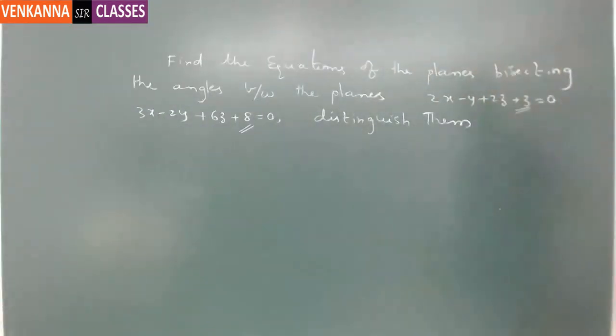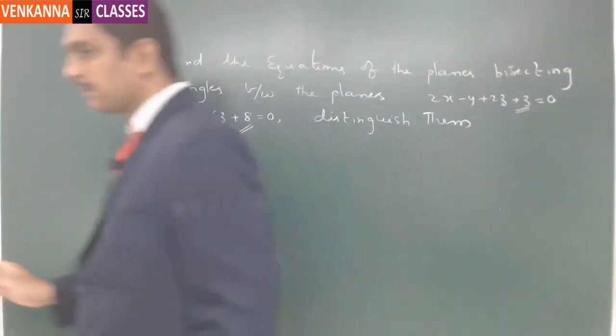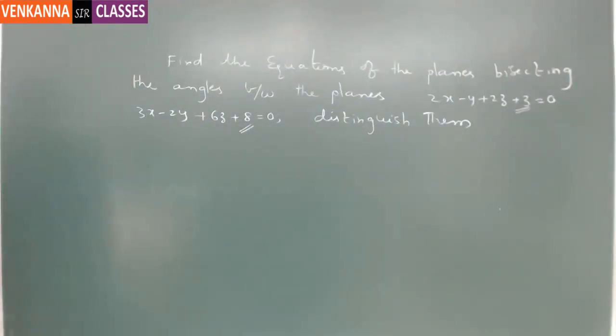So the first thing is whether the constants in the given planes are of the same sign. Either they must both be positive or they both must be negative. If they don't have the same sign, we should rewrite the equations in such a way that the constants have the same sign. So we need to change one of the equations so that the constants have a similar sign. There is no need to rewrite the given plane equations here. Now we are going to apply the formula straight away.